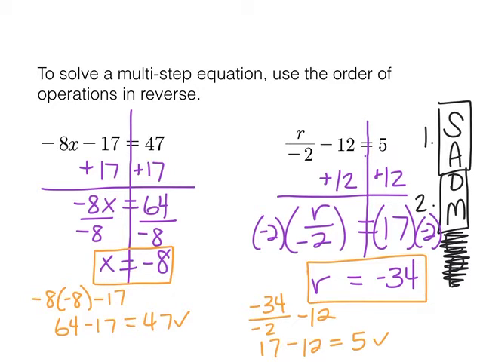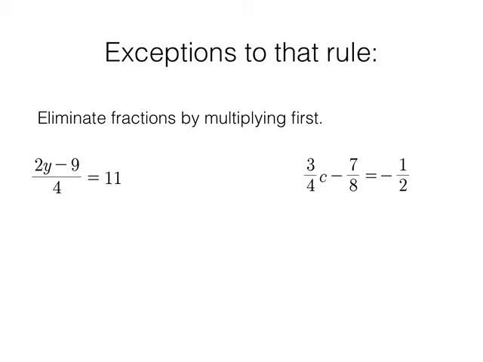Now, this is a good strategy most of the time. Now we have to look at some good old exceptions to those rules because math has tons of exceptions. Let's take a look at a couple. Okay, fractions. We can eliminate fractions by multiplying first. We want to make the fractions go away.